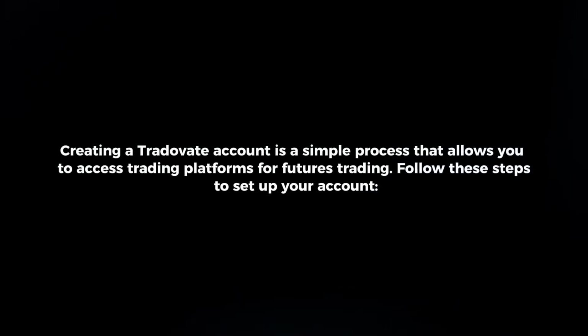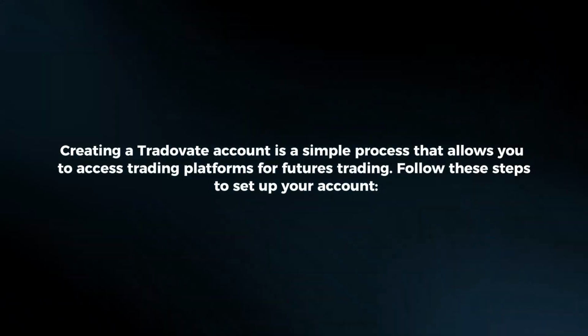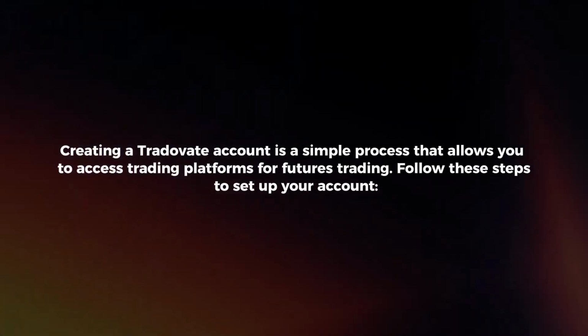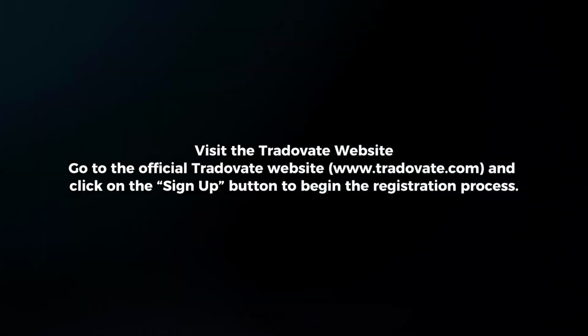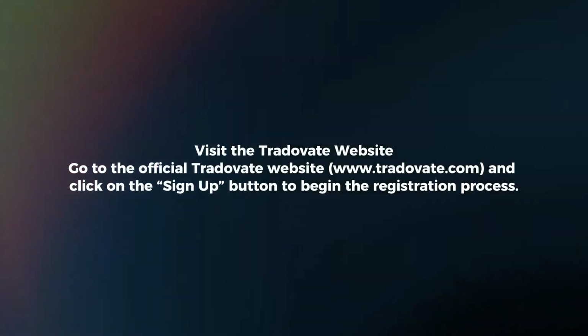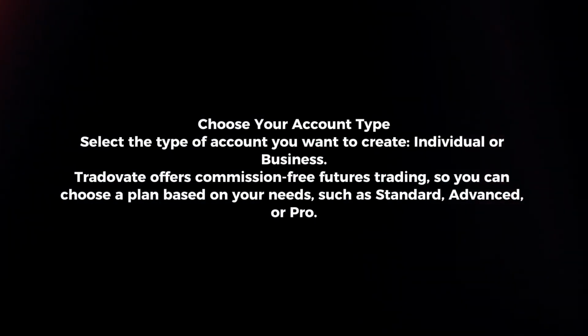Creating a Tradovate account is a simple process that allows you to access trading platforms for futures trading. Follow these steps to set up your account. Visit the Tradovate website. Go to the official Tradovate website and click on the sign up button to begin the registration process.